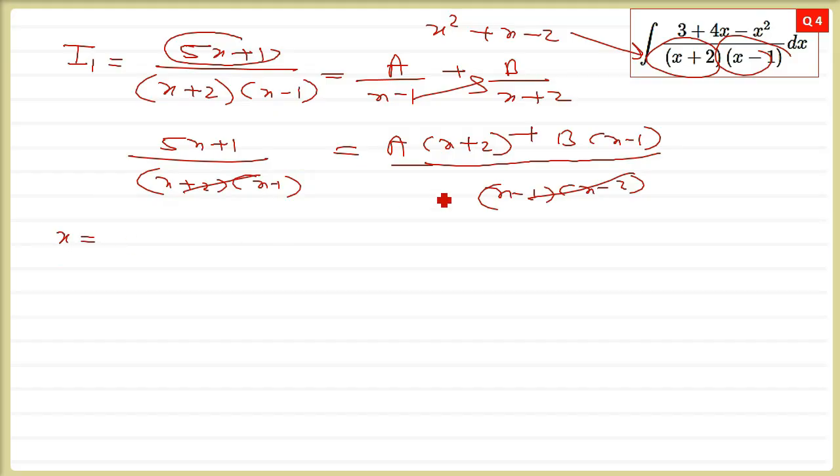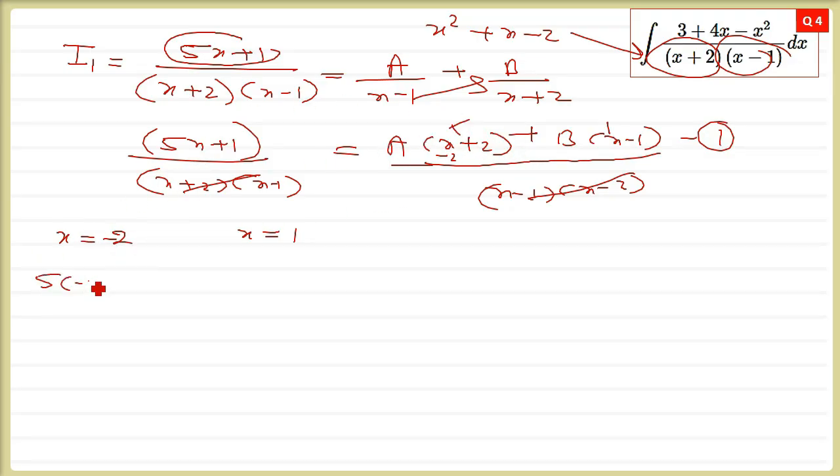This x now you have to put as negative 2. That will eliminate the a term. So let's put x equals negative 2 and then x equals 1 here, so that we eliminate the b term. So we'll put x equals 1 in the second step. So 5x + 1 will be equal to a into (x + 2) plus b into (x − 1), in this equation, which is equation number 1, I am indicating.